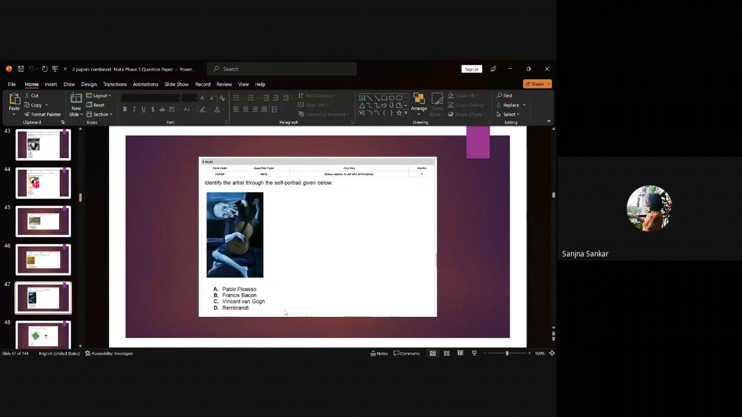Next question, identify the artist through the self-portrait given below. They are asking who the artist of this painting is. Option A is Pablo Picasso. Option B is Francis Bacon. Option C is Vincent van Gogh. And option D is Rembrandt. The correct answer is option A. Pablo Picasso made this painting, and the painting is called The Old Guitarist. The correct option is option A, Pablo Picasso, and the painting is called The Old Guitarist.